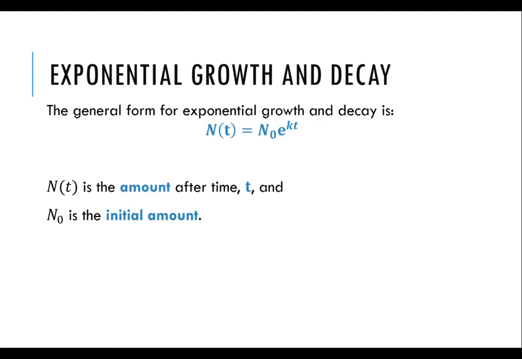Other things to note, N sub 0 is the initial amount. And for exponential growth, one of two things is going to happen. If k is a positive number, then we call it growth. But if k is a negative number, then we call it decay. Depending upon the real-world application, sometimes things will grow and sometimes things will decay.